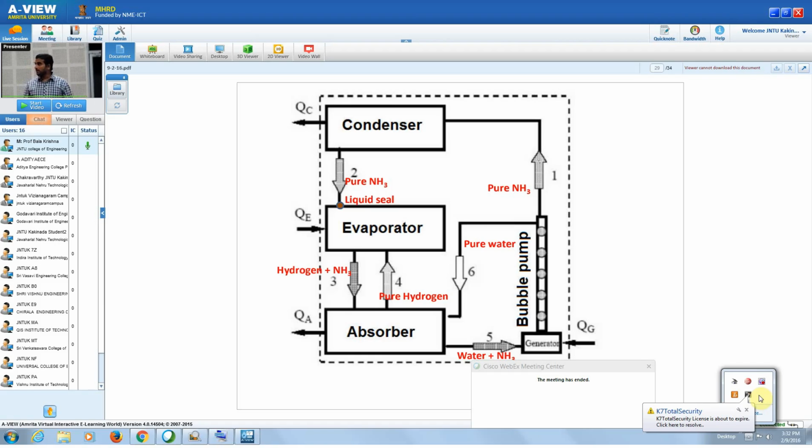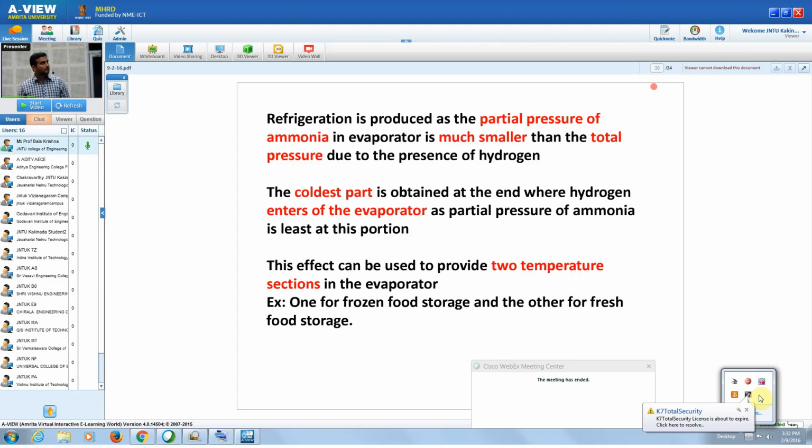Okay, and the inert gas, hydrogen, plays an important role in producing the refrigeration effect by maintaining the partial pressures required for refrigeration. Okay.